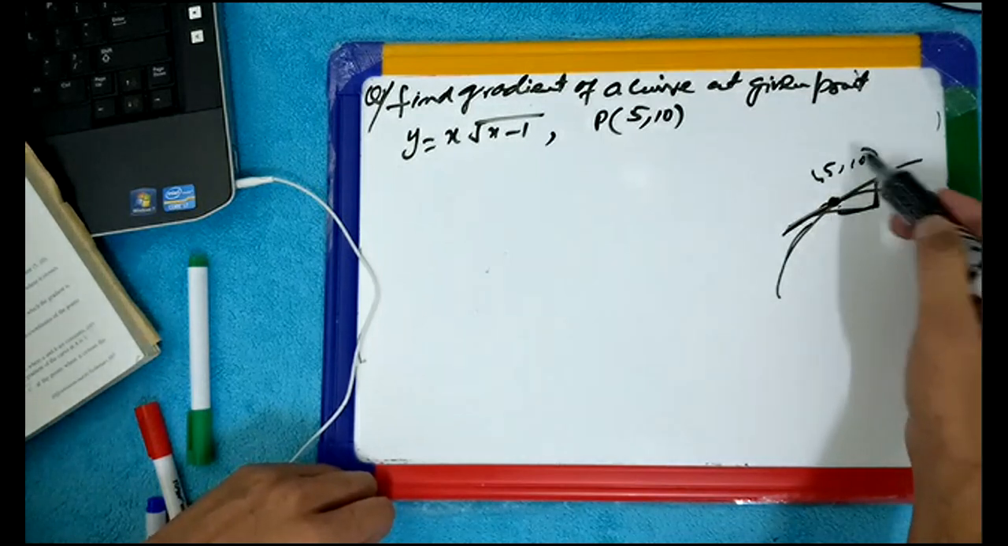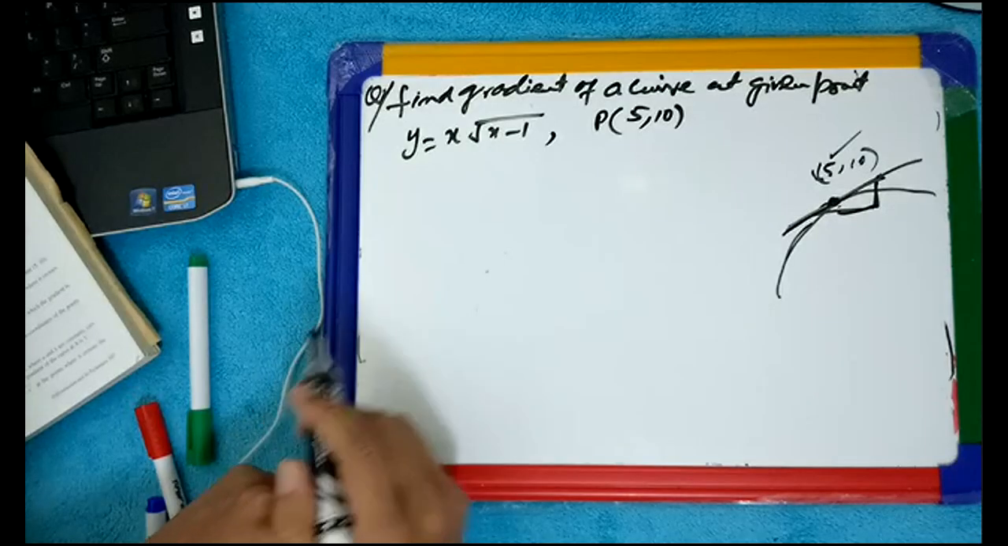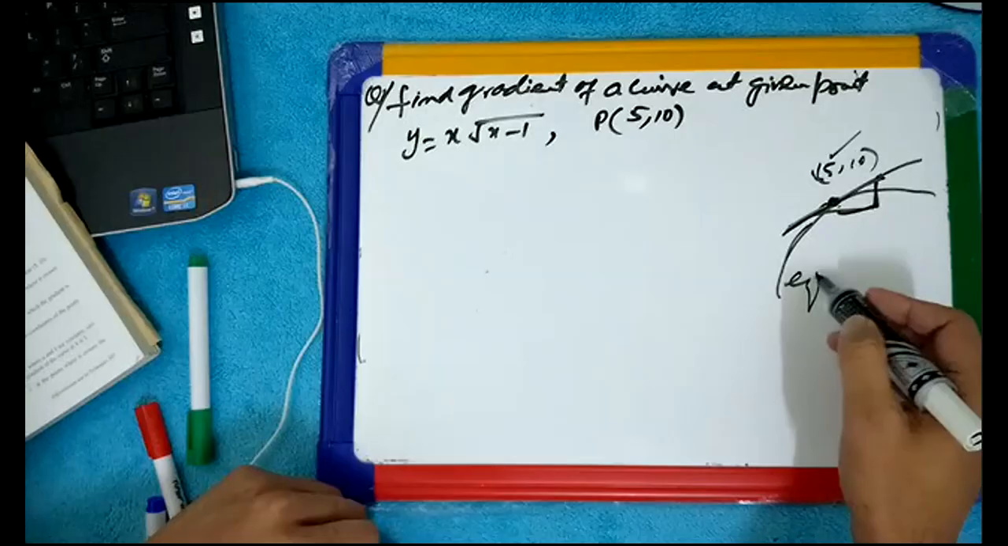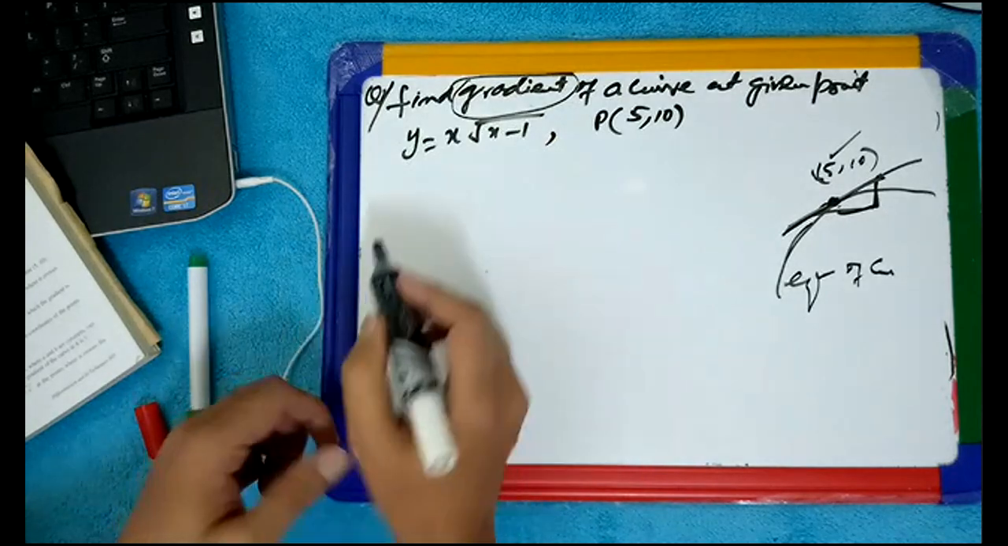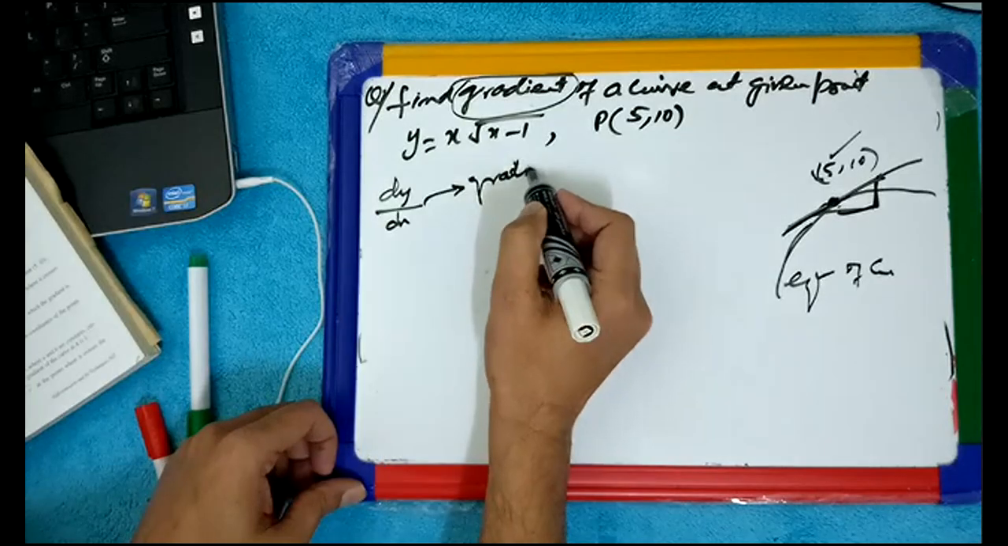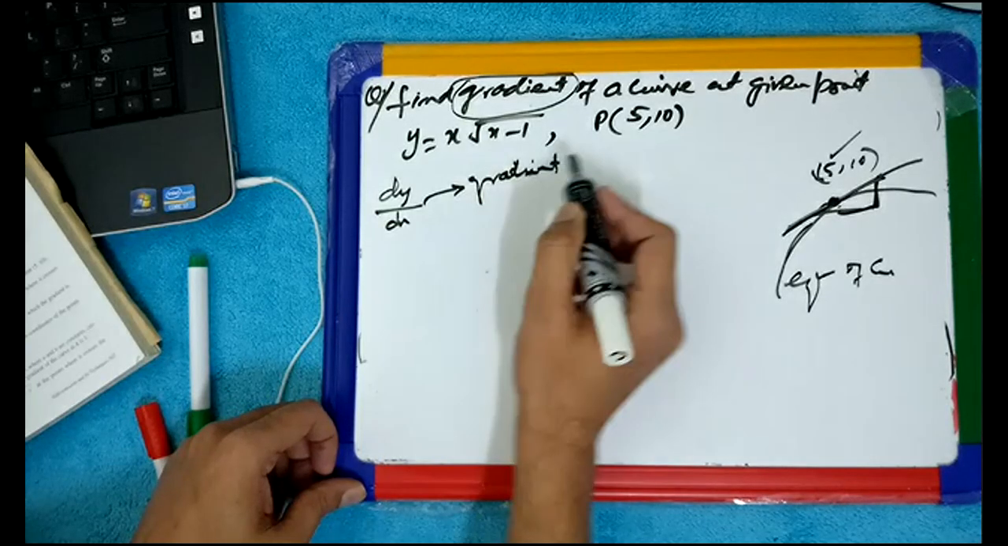And then we will... Sir, I have a question. y equals x times the square root of x minus 1. What is that? Is that part of the question? This is a curve. This is the equation of a curve. Now we need what? Gradient. We will find the gradient. Gradient means dy by dx. Dy by dx is called gradient, right? We will find the gradient at this point.